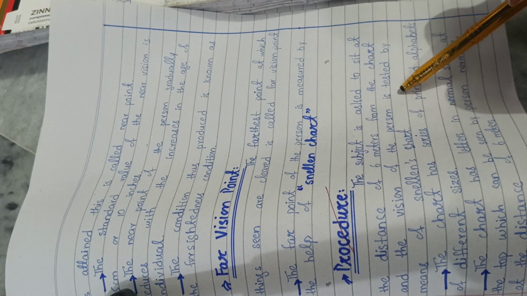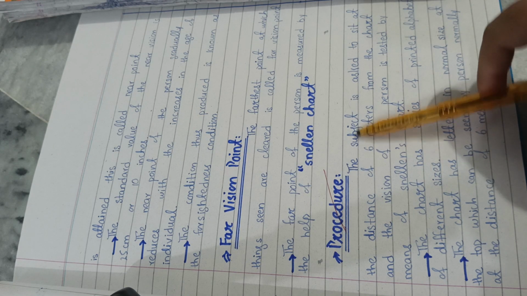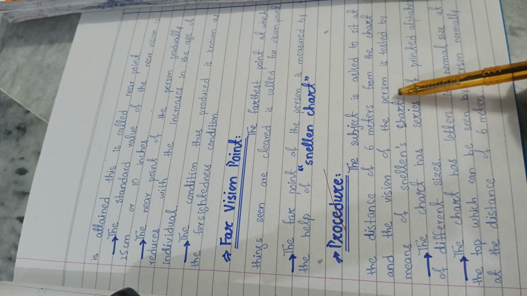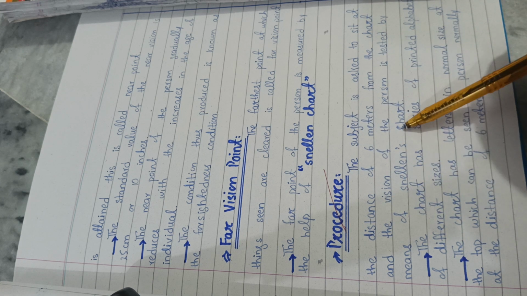So the procedure is that the subject is asked to sit at a distance of 6 meters, and after that, the person is tested by means of Snellen's chart.